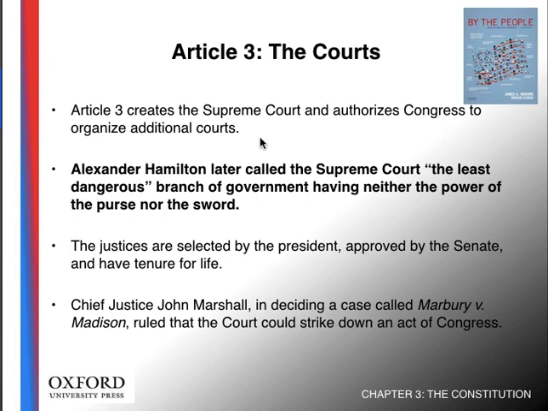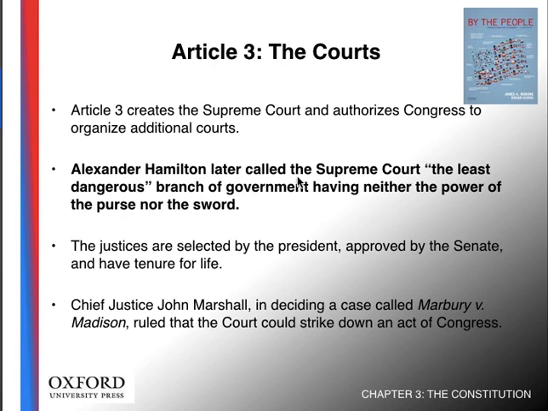So the judicial branch is really short. I'm sorry, Article 3 is very short. It creates the Supreme Court and authorizes Congress to organize the other courts. So the Supreme Court doesn't have the power to create more courts. Congress does. So that's somewhat of a check and balance.